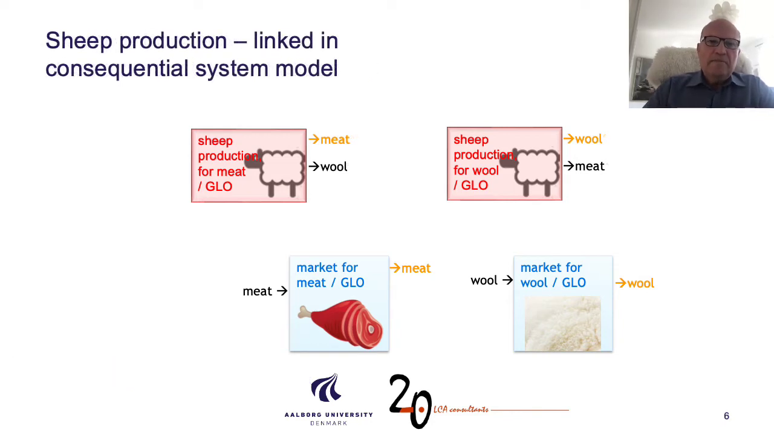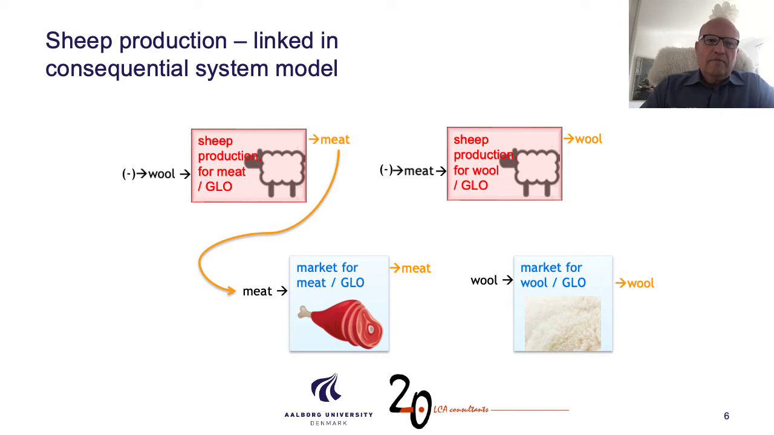So how does this then link together in the consequential system model? First of all, we place all the byproducts on the input side with a negative sign. So we move the wool and the meat to the input side and give them a negative sign. A negative input is the same as a positive output. It signals that by having this additional byproduct, we're actually reducing the need, the demand for wool and meat.